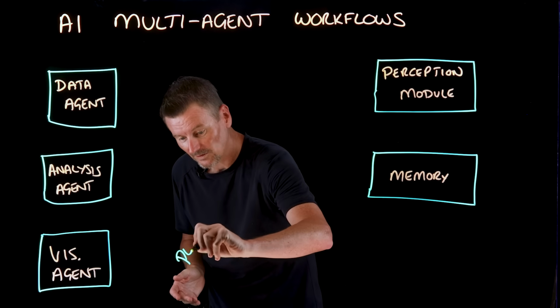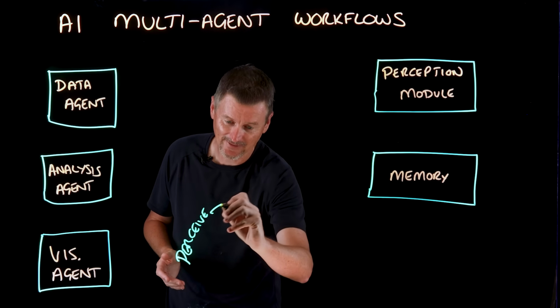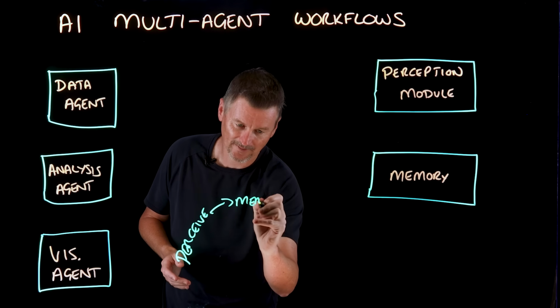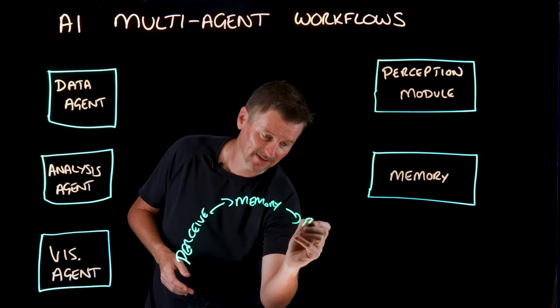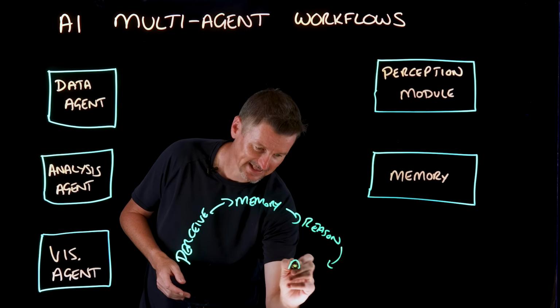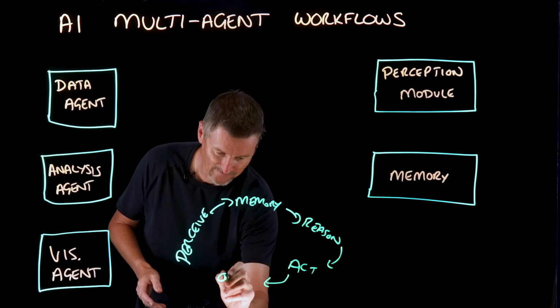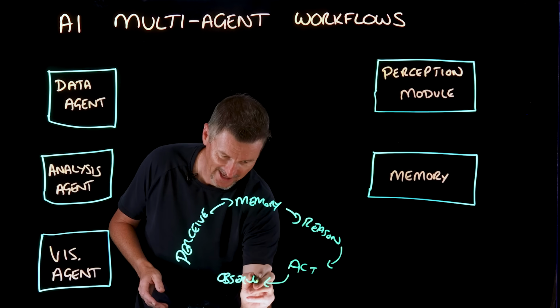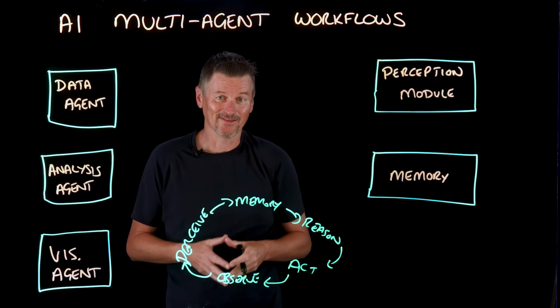Now, architecturally, these components form a loop. So there's really different stages to this. So first of all, they perceive, then they're going to consult some form of memory. Remember the memory component. From there, they're going to reason, and they're going to act based upon that reason. And then finally, they're going to observe what happens based on that action. And then round and round we go in this loop.